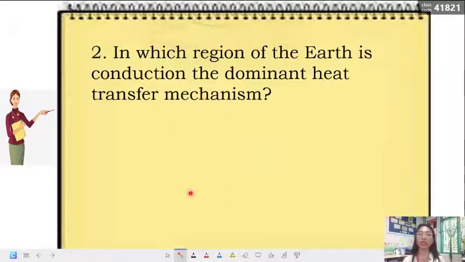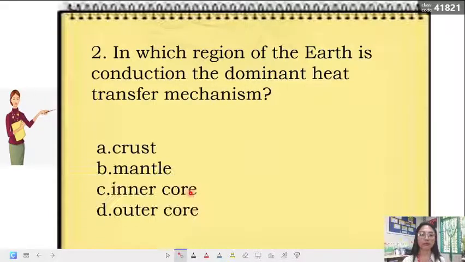Number 2. In which region of the earth is conduction the dominant heat transfer mechanism? A. Crust. B. Mantle. C. Inner core. D. Outer core.